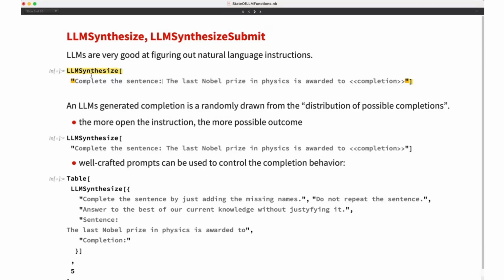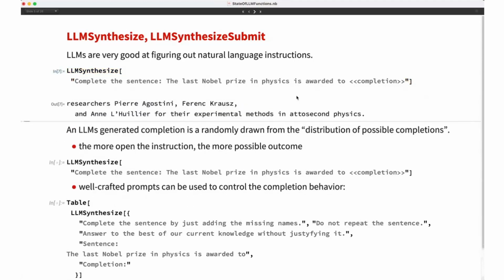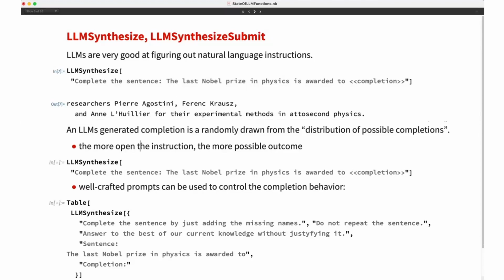So using LLMSynthesize for completion, "complete the following sentence: the last Nobel Prize in physics is awarded to," I can hope to get a few names, and it gives researchers Agostini, Krausz, and L'Huillier, which is the Nobel Prize from 2023. That's also a limitation of the LLM. They basically have the knowledge at the time they were trained. So we need an update here, but that's interesting.